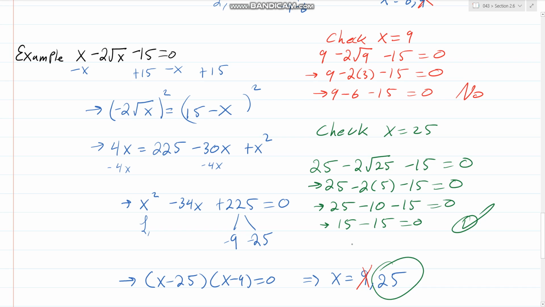Okay, so that's it. Again, we had an erroneous answer, and that was because we squared both sides. And so, yeah, you might predict that only one of them is going to work. Every once in a while, both of them work, and it kind of depends on what you're looking at, where that happens. But it's just good to check both of your answers.